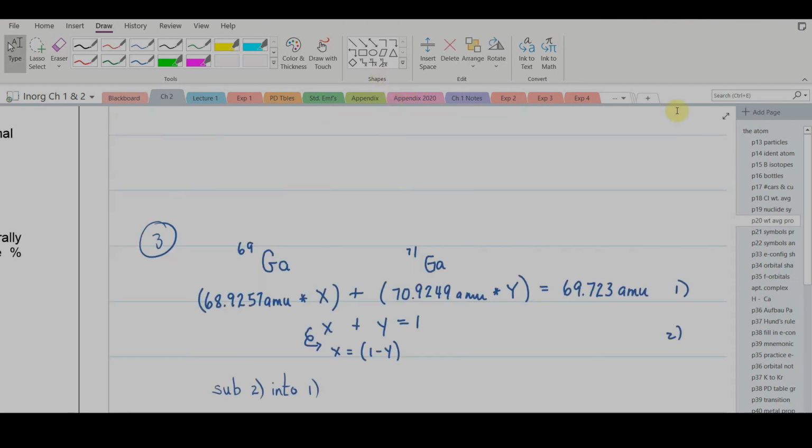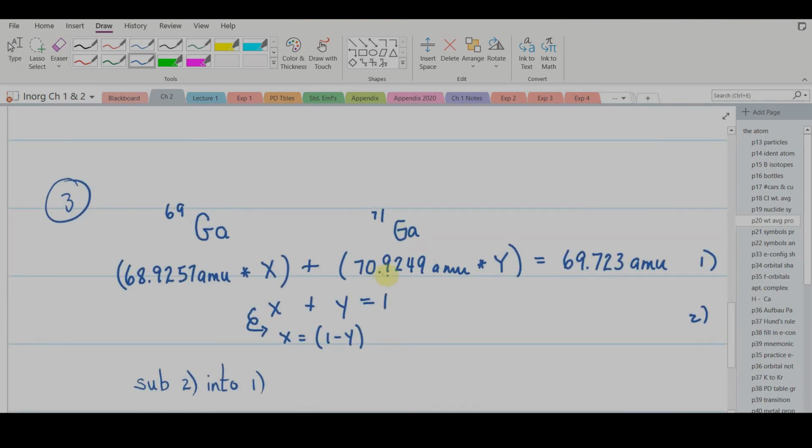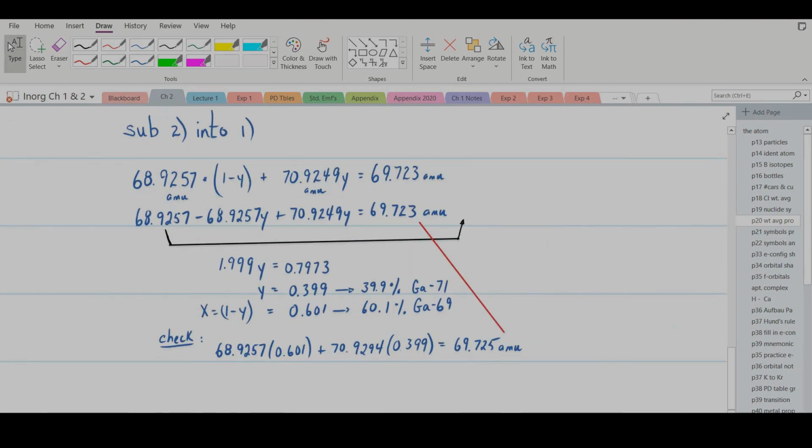So here's what I wrote for gallium-69 and gallium-71. I wrote the atomic mass of gallium-69 times its mass fraction, which I called X, and that for gallium-71 times Y. And there's the weight average atomic mass. Again, I said the sum of the fractions must equal 1. I rearranged for X. I substituted equation 2 into 1. And here's what I got. Works out.